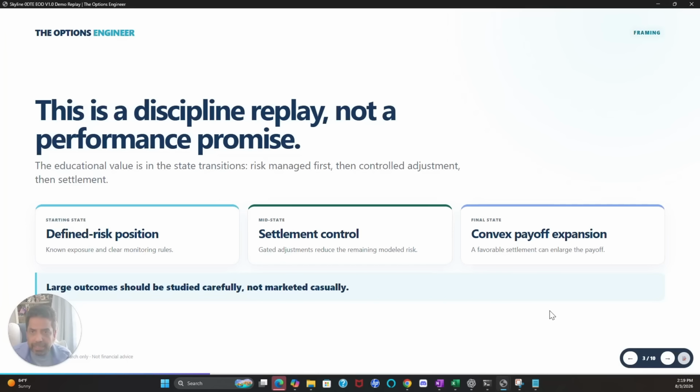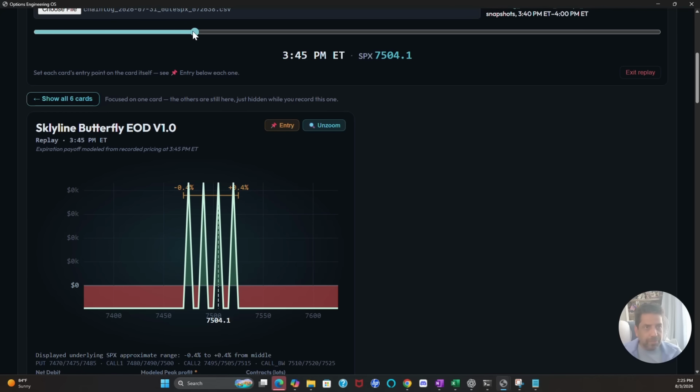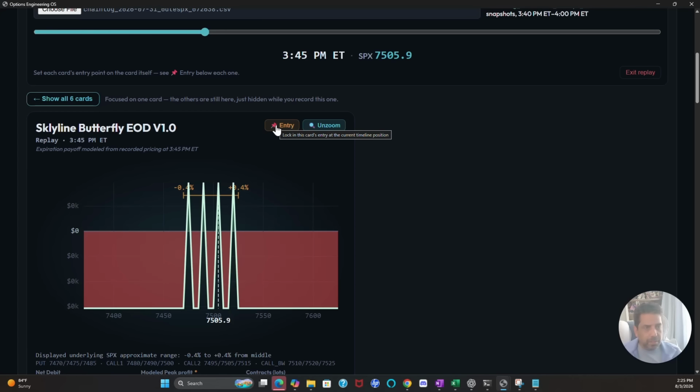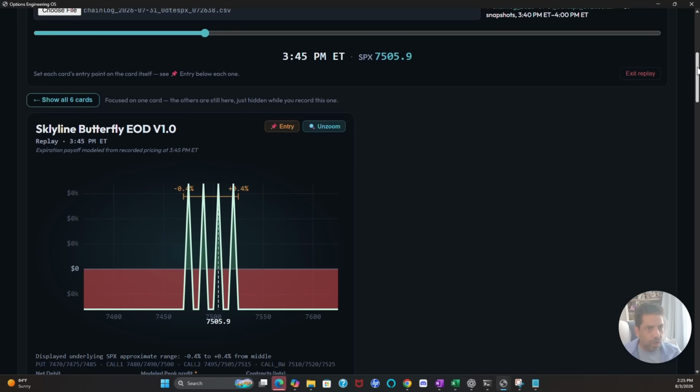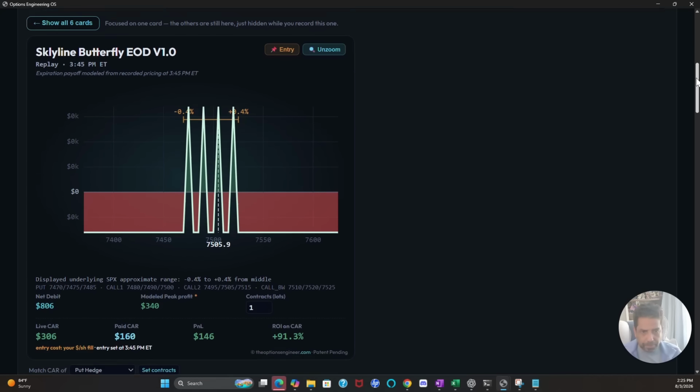The structure was created to meet one of the desired pins of 7505 at that point in time, to start one of the butterflies at the pin. So as we move to 3:45 p.m. Eastern, this is where the entry of the overall structure is started. And we can just walk through how that looks.